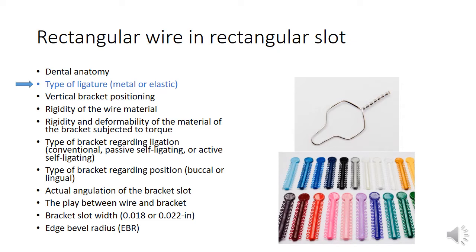Type of ligature. The next item is the type of ligature. In particular, stainless steel ligatures assure a better slot to arch wire engagement and a better torque control than elastomeric ligatures, which deteriorate rapidly in the oral environment. However, use of steel ligatures is not very common nowadays, and also using them is really time consuming.